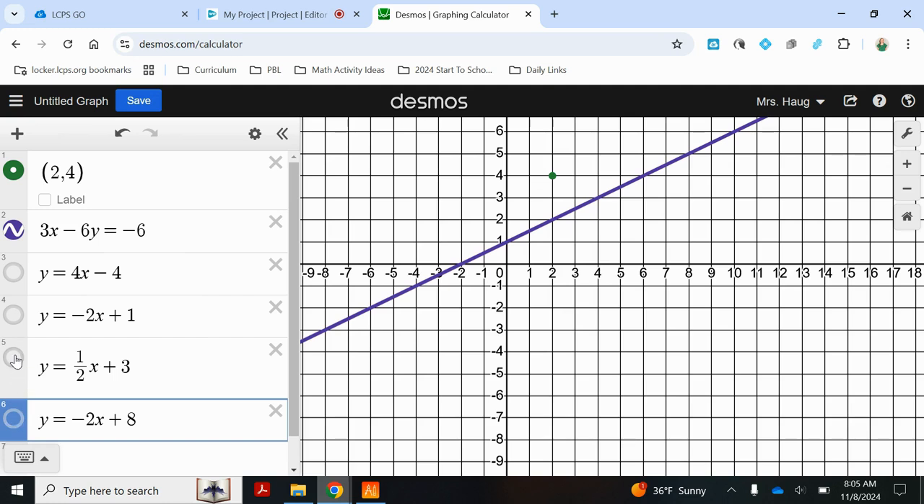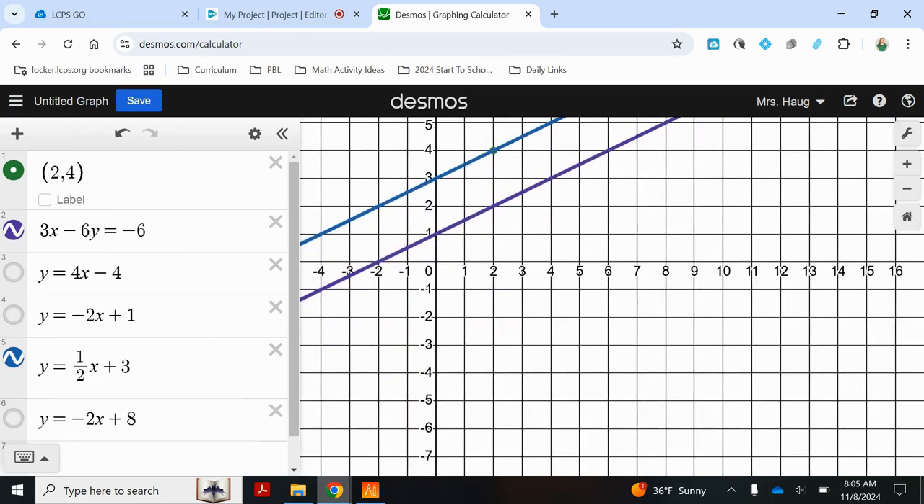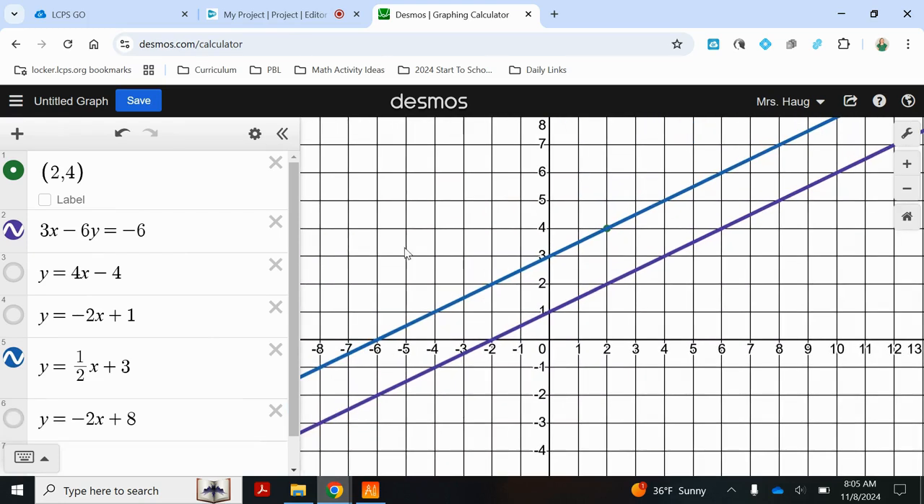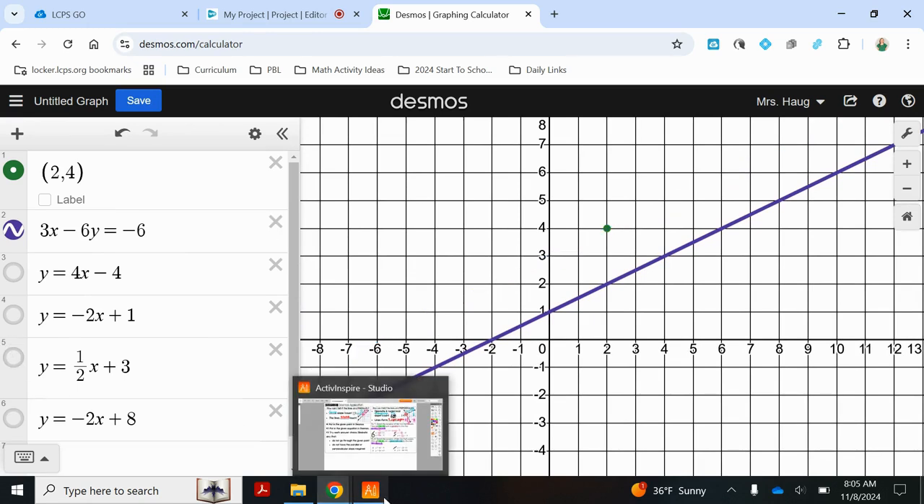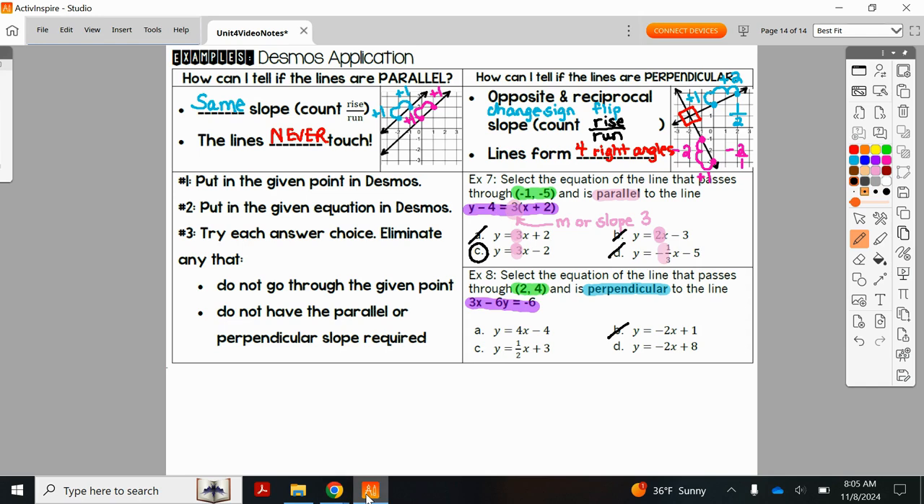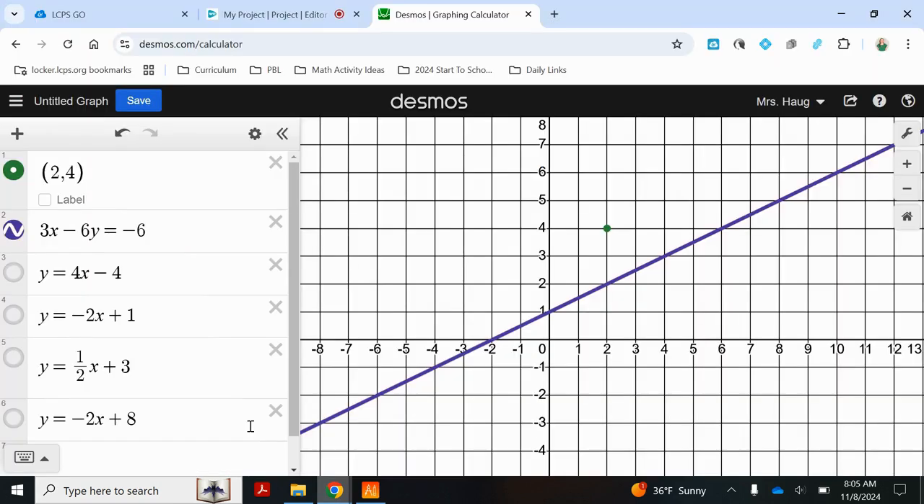Well, let's look back at example C, because right away these lines are never going to touch, which means that's a parallel case, not a perpendicular case. So let's get rid of our C, y equals 1/2 x plus 3. I have two options left, and let's toggle them both on in Desmos. Remember that visually, perpendicular is going to be the opposite slope, and it's also going to make a 90-degree angle with the intersection here.